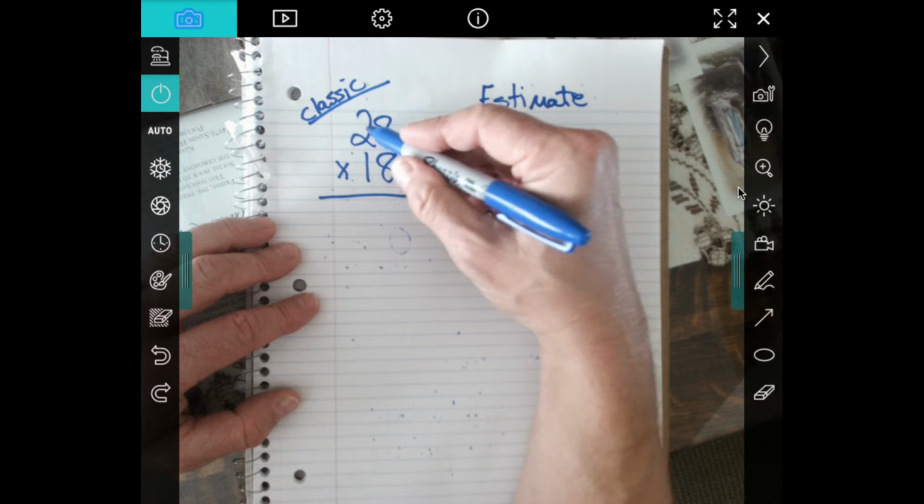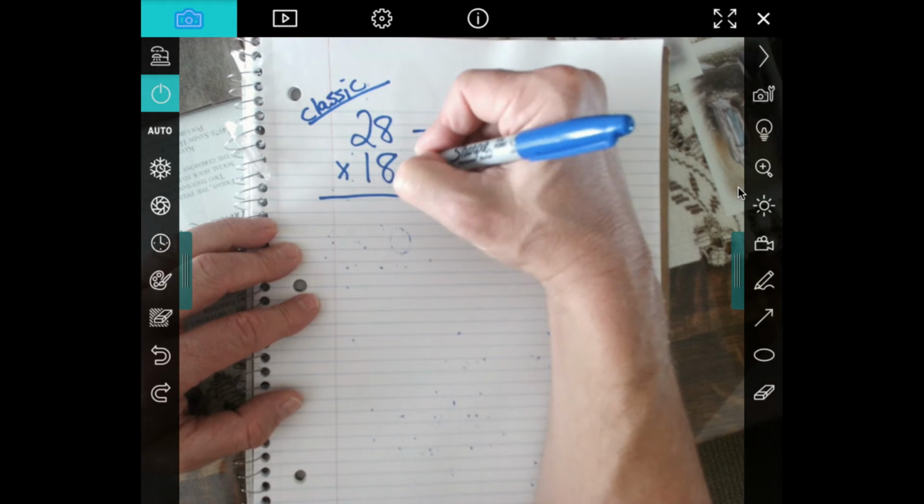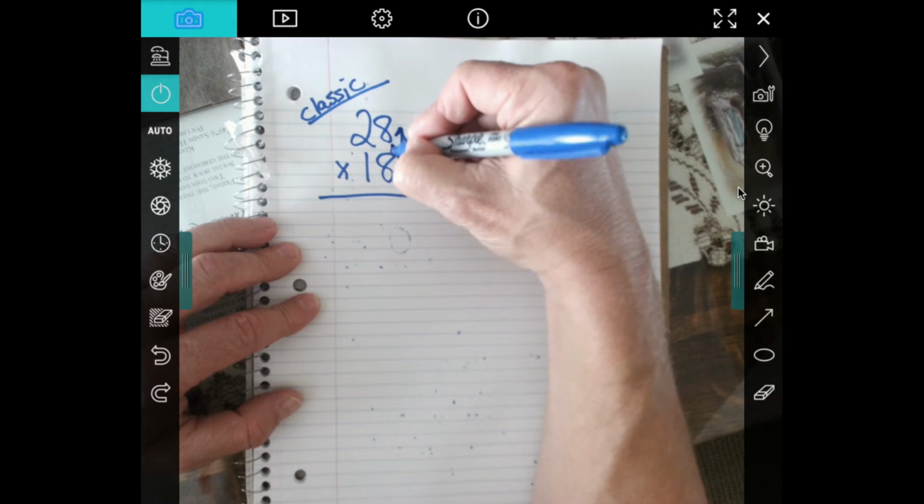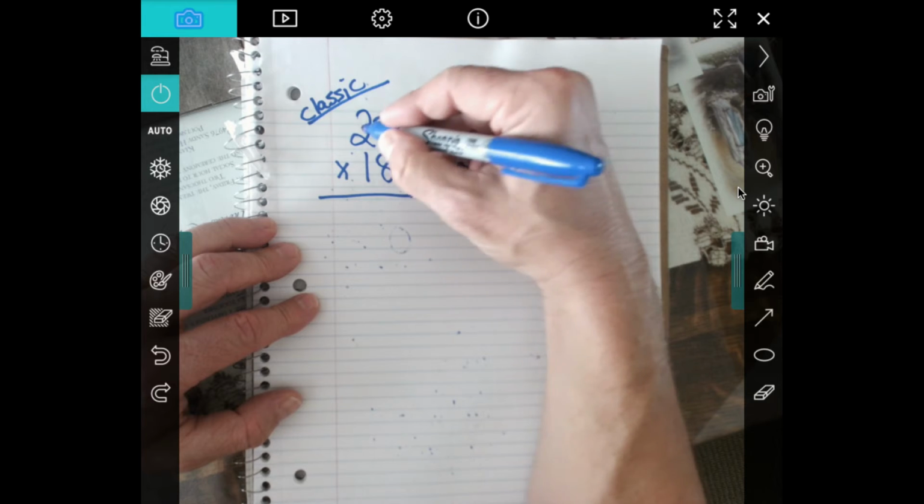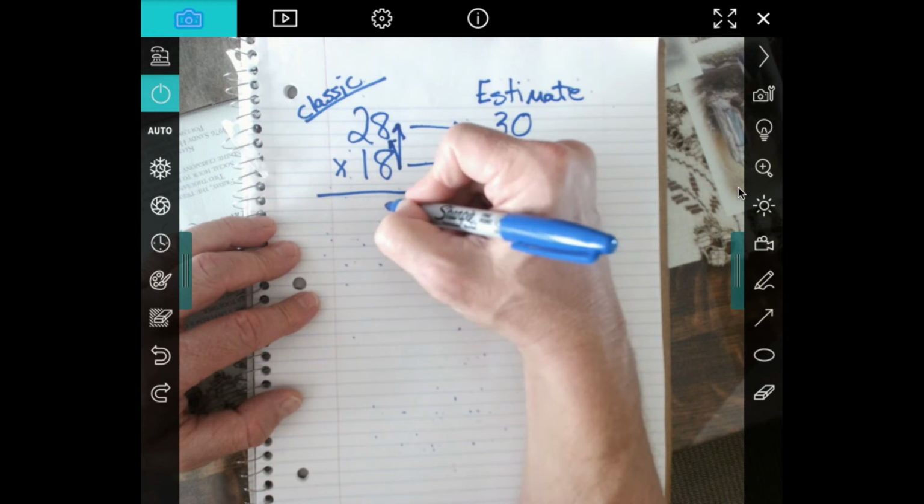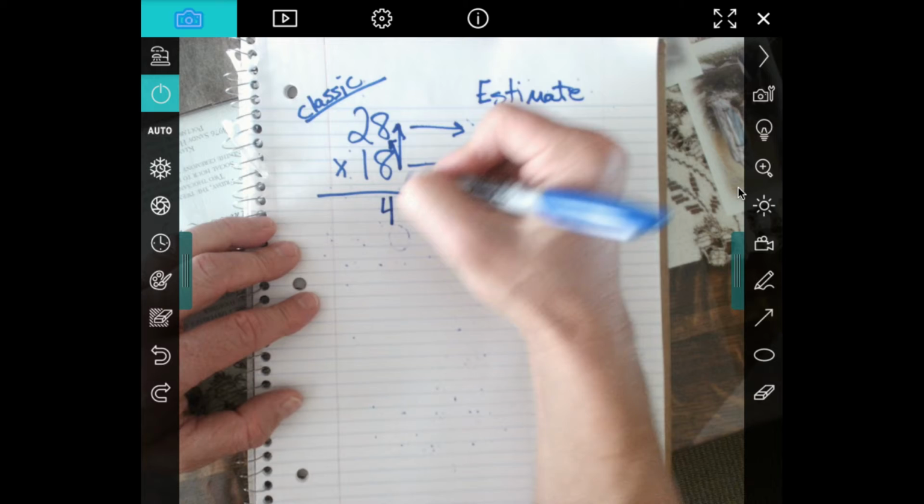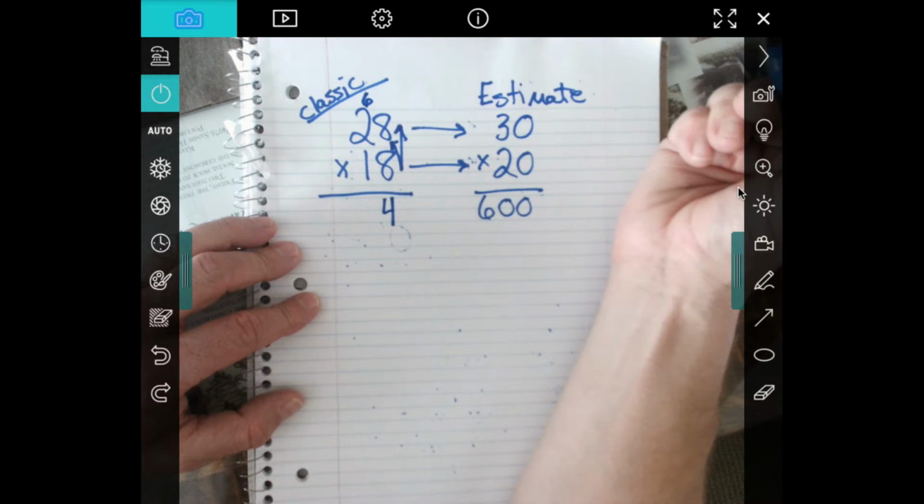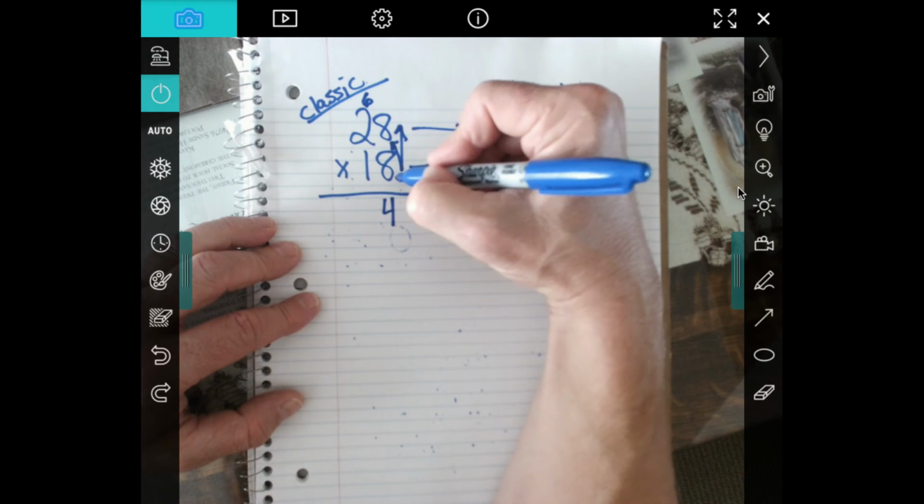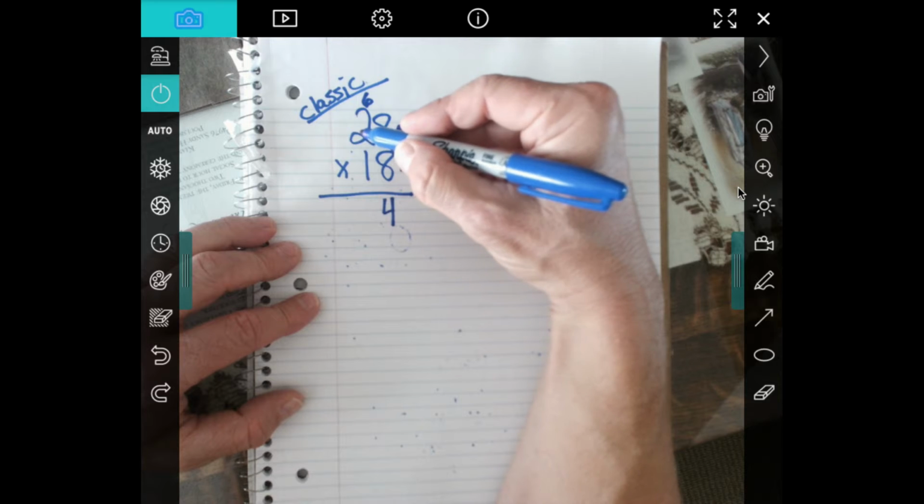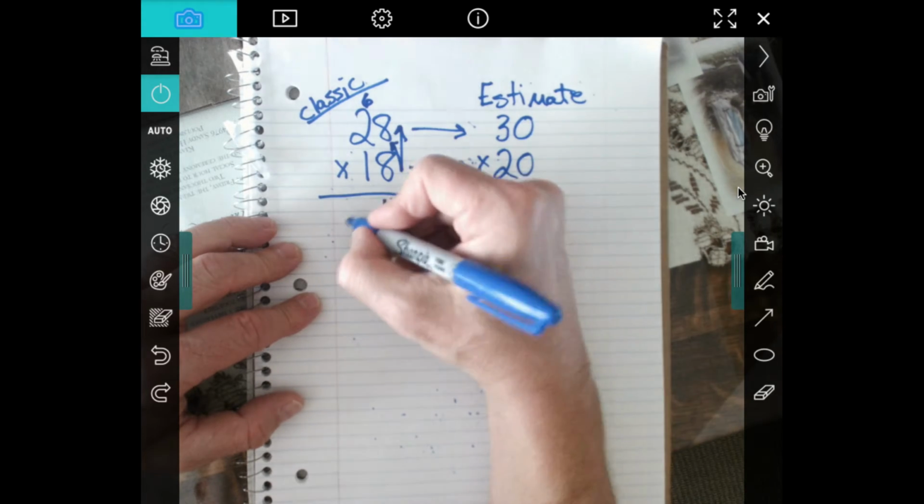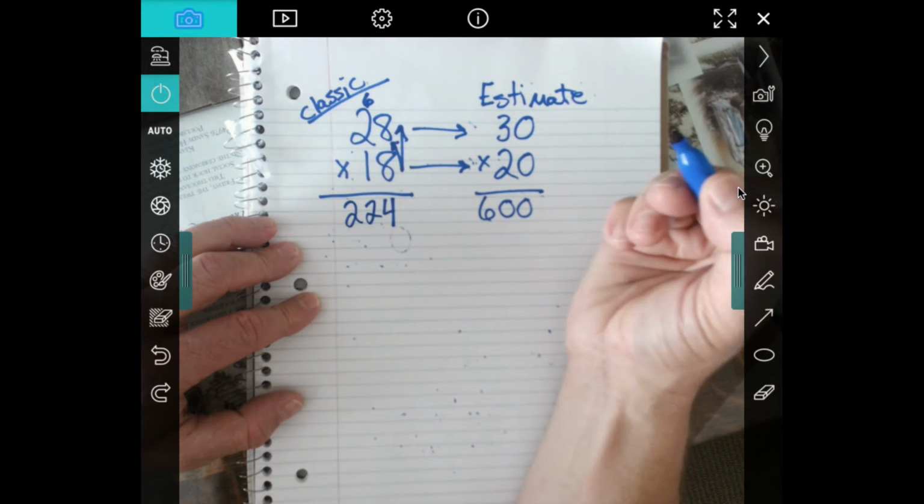So if we take the 28 and multiply it by 8, we would, of course, first go that way, and then we would go 8 times 8 and then 8 times 2. 8 times 8 is 64. 4 goes down. 6 gets carried or regrouped. 8 times 2 is 16 plus 6 is 22.